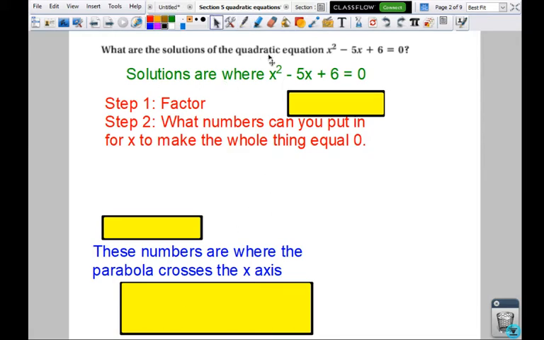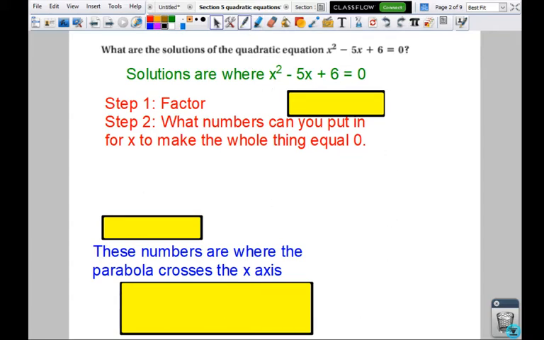So I'm going to find the solutions to the quadratic equation x squared minus 5x plus 6 equals 0. My solutions are where this whole thing actually equals 0. And I can find that by doing a couple things. First thing I need to do is factor. How are we going to factor this one?